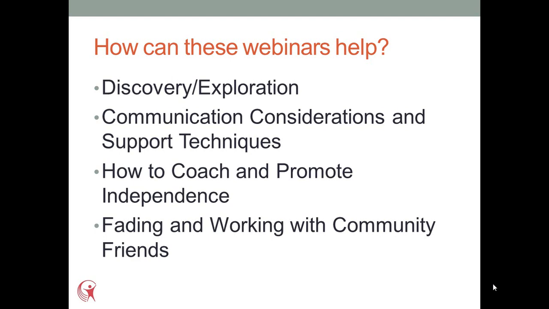We're also going to talk about coaching and how to promote independence. So we'll be talking about a toolbox, ways that you can model and coach so that that person can move along in their skill development. And then finally, fading, stepping back, and working with community friends. So it doesn't always have to be you. These are all components of community integration, and we'll be looking at those in upcoming months and upcoming trainings.